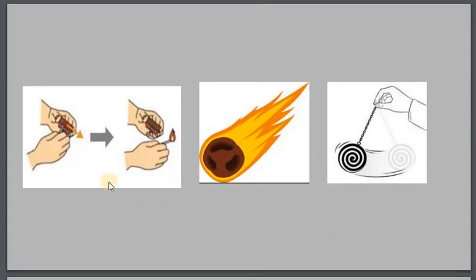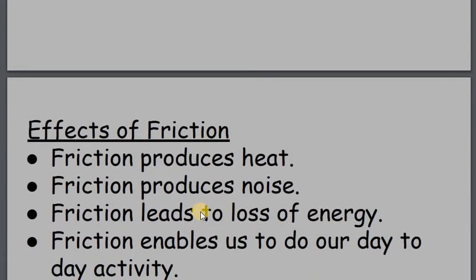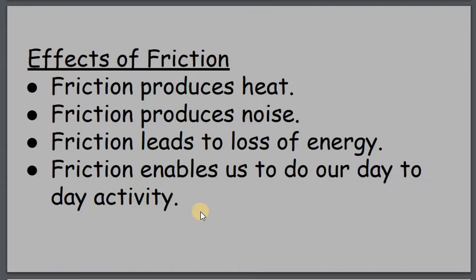Friction produces noise, it produces heat, and it also causes loss of energy. So when you swing a pendulum, the pendulum will come to rest because of the resistance offered by the air. So these are the effects of friction. Friction produces heat, friction produces noise, friction leads to loss of energy, and friction enables us to do our day-to-day activity.